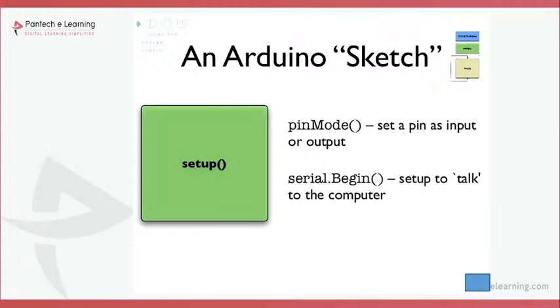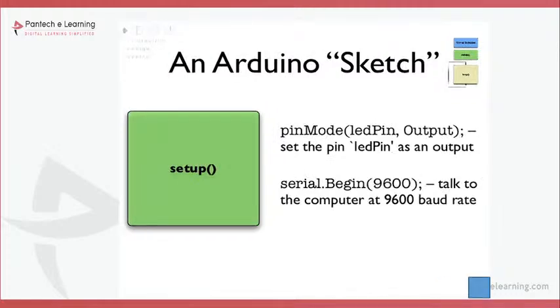Serial dot begin is used for the baud rate. The number we give is the constant baud rate, so serial dot begin sets the baud rate for communication with the computer.